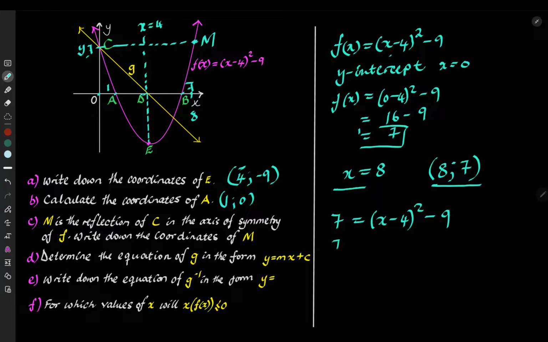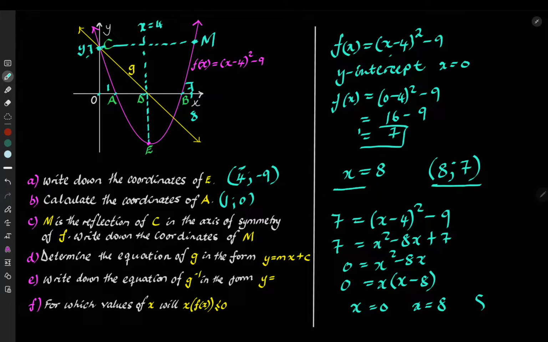So then you can expand that. That would be 7 is equal to x squared minus 8x, then plus 7. So if you throw that 7 this side, that would be 0 is equal to x squared minus 8x. And you can see that 0 is equal to x bracket x minus 8. Then x is equal to 0, which makes sense for this coordinate here. And also x is equal to 8. Once again, we have got our coordinates 8 and 7. Now, let's move on to part D.